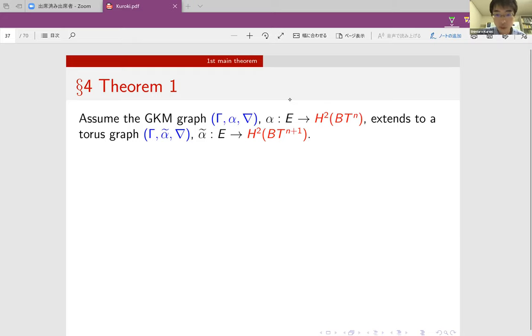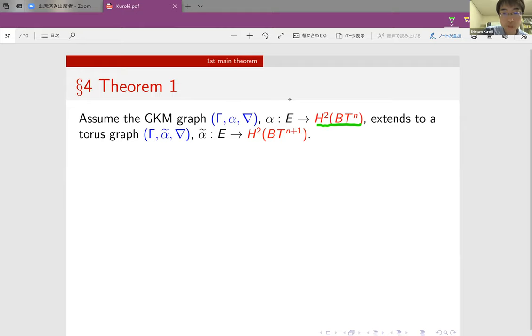Okay, so anyway, I will introduce my main result. We have two theorems about the Gale dual. To state them, we first assume the following conditions. Let's assume a GKM graph of complex dimension n, so its target space has dimension n. And we assume that this extends to a torus graph. A torus graph is a complexity zero GKM graph.